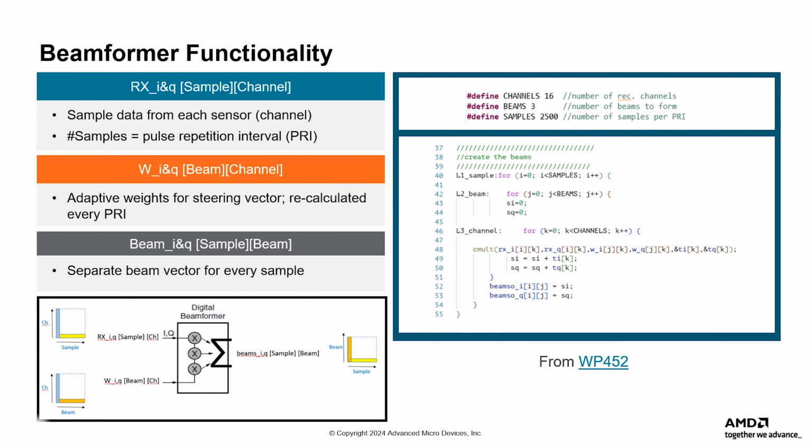Here's how it works. For signal reception, raw signal data is captured from multiple sensors and stored in RX I and Q. For the beamforming, for each sample, the adaptive weights, W I and Q, are applied to the corresponding received signals, RX I and Q. The weighted signals from all channels are then summed together to form a focused beam. The resulting focused beam is output as beam I and Q.